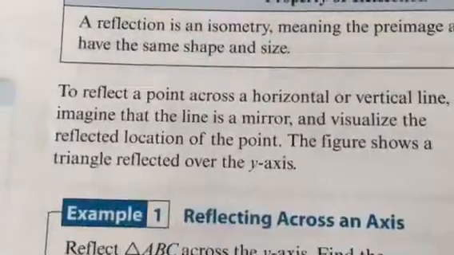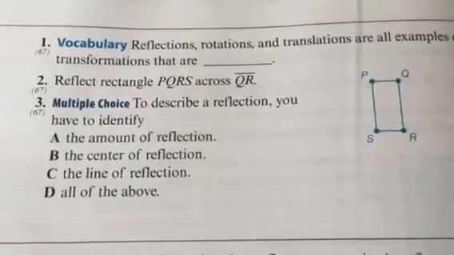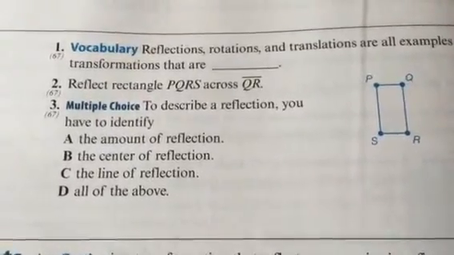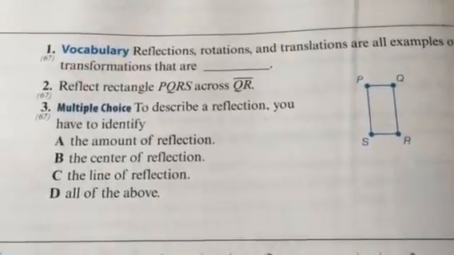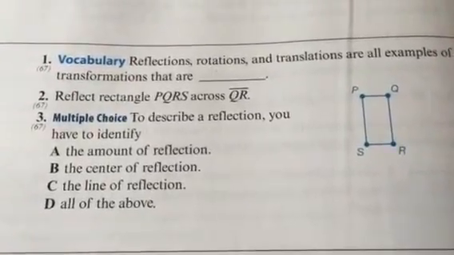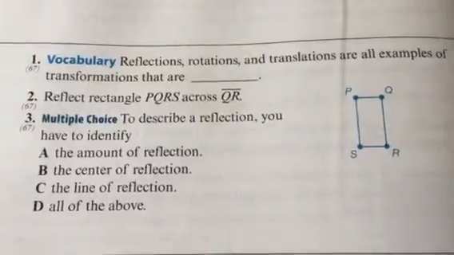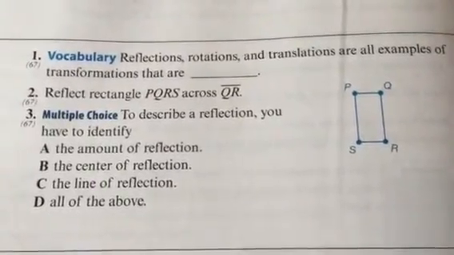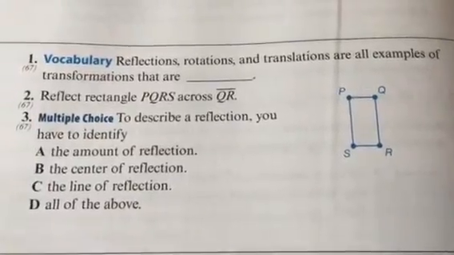Number 3 is in the book. To describe a reflection, you have to identify A, the amount of reflection, B, the center of reflection, C, the line of reflection, or D, all of the above. I am hoping that you chose C, the line of reflection, and that the rest was all there to confuse you.